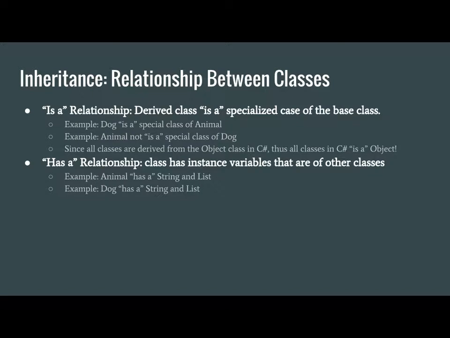So another thing is, because all classes in C# are derived from the class called object, therefore it's safe to say that all classes is an object. There's another relationship called has-a relationship. This is not very strongly related to inheritance because this reflects more about composition between classes instead of inheritance. So we're not going to talk about this here.